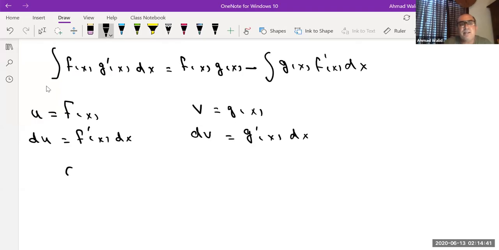Then you can write integral f of x, your f of x is u, times g prime x dx. G prime x dx is dv. Then integral u dv, or u times dv, equals f of x means u times g of x v, that means uv, minus integral g of x, your g of x is v, times f prime x dx. F prime x dx is du.